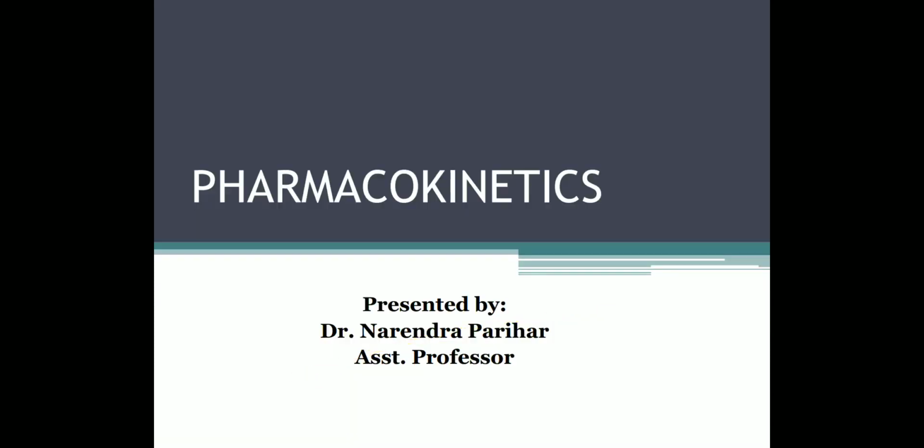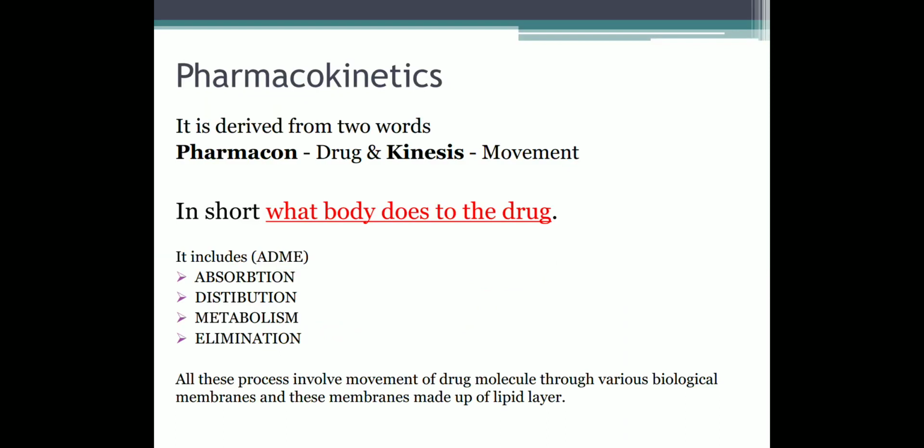After we have seen the general pharmacology or the introductory part, now let's move on to the pharmacokinetics. Pharmacokinetics is derived from two words: pharmacon, which we have already seen means drug, and kinesis, which means movement. So in short, it is what the body does to the drug. It is the movement of a drug in the body.